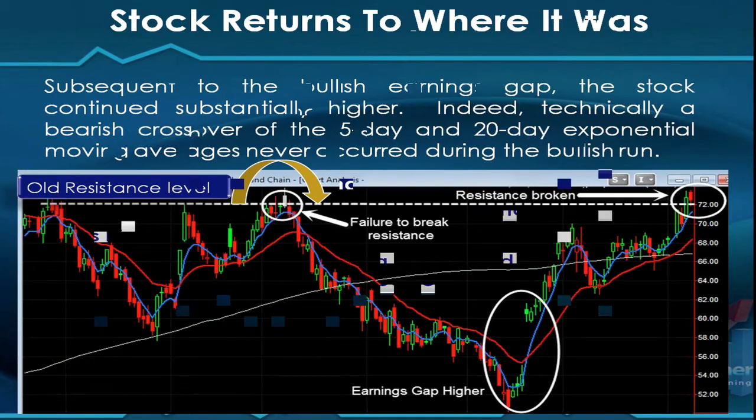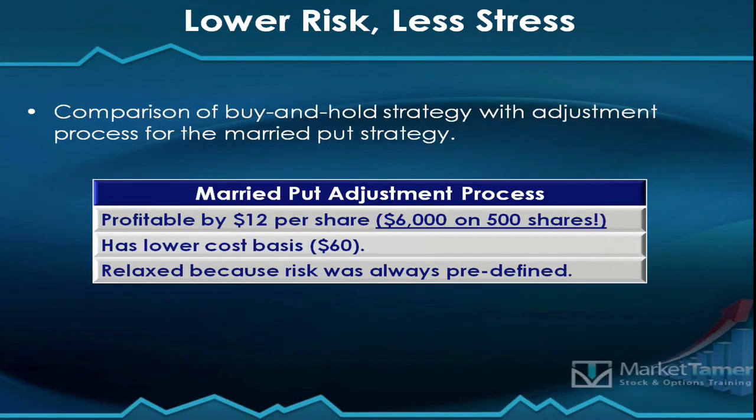Yeah, we don't have to do that with this strategy. With the married put strategy, just keeping it so simple, you were profitable by $12 a share net. You made $15 on the first put, and then you lost $3 on the second just for the insurance. You made on 500 shares $6,000. It's $12 a share. That's a lot of money. You have a lower cost basis now.